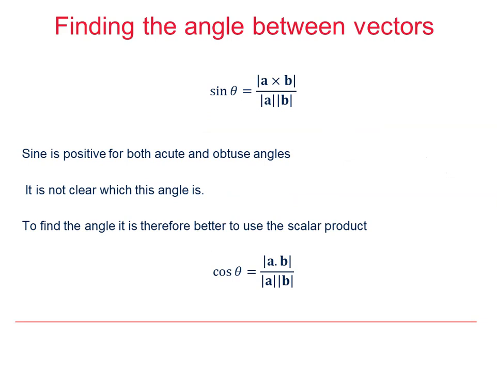And indeed there's a difference, because sine theta is positive for both acute and obtuse angles. So we can't tell whether a particular angle is acute or obtuse by using the cross product. If we need to know whether the angle is obtuse or acute, it's far better to use the dot product and get the cosine, which of course is positive for acute angles and negative for obtuse.